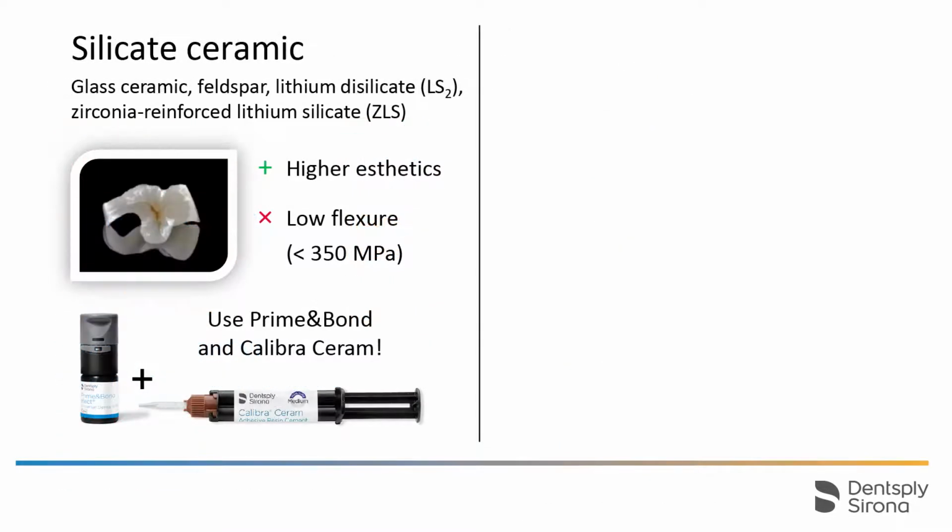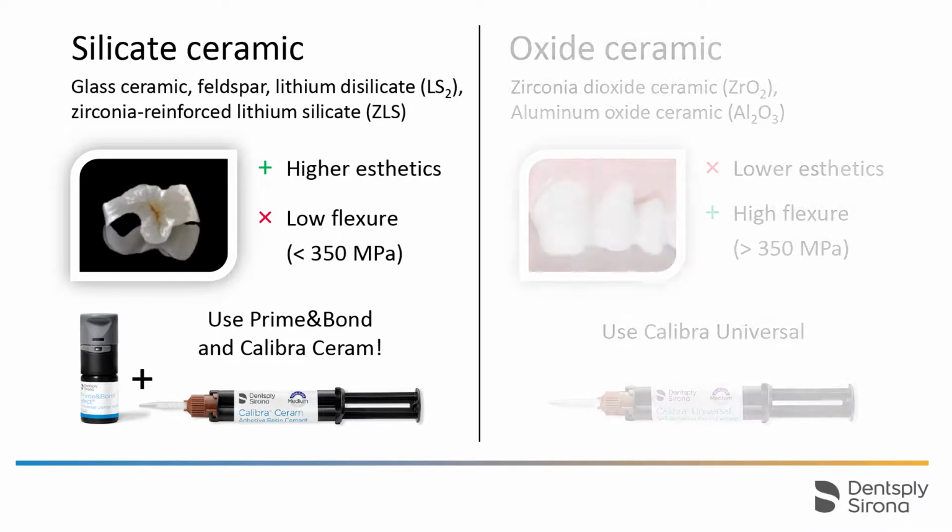Silicate ceramics are popular due to their outstanding aesthetic properties. They are mainly used for restoration of single teeth. Unfortunately, they are mainly brittle and therefore fracture easily. For this reason, they must be cemented using an adhesive resin cement.